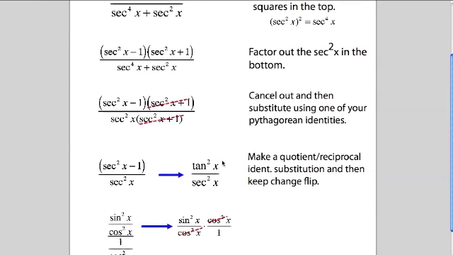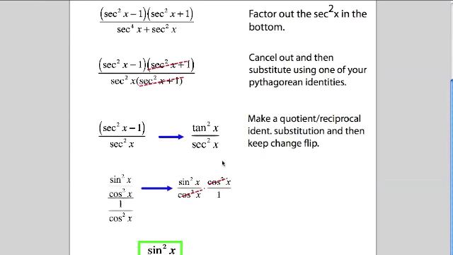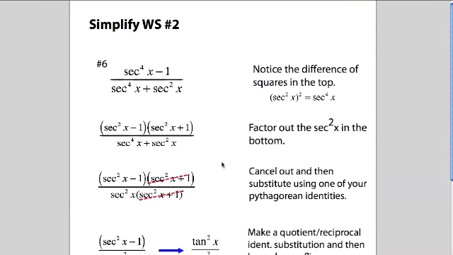Not really long, but at first glance you might freak out and think, oh, I can't do this because it's got a secant to the fourth power. But if you ever see that, then you want to think, oh, maybe this is something squared. So it still fits the difference of squares pattern.